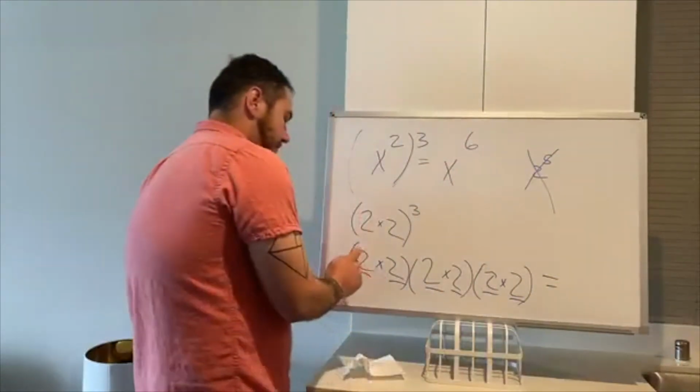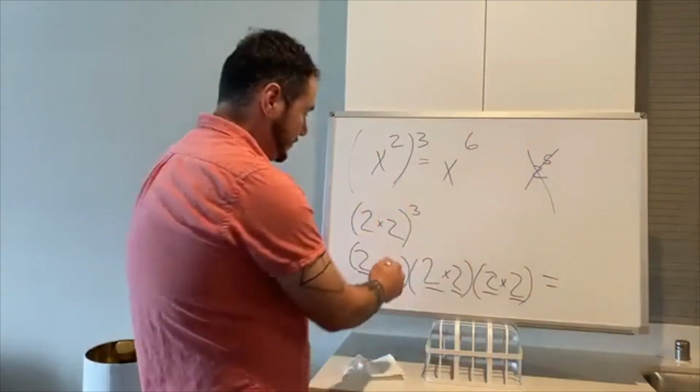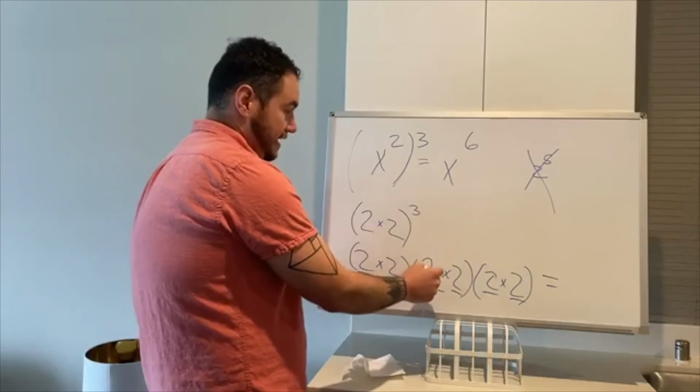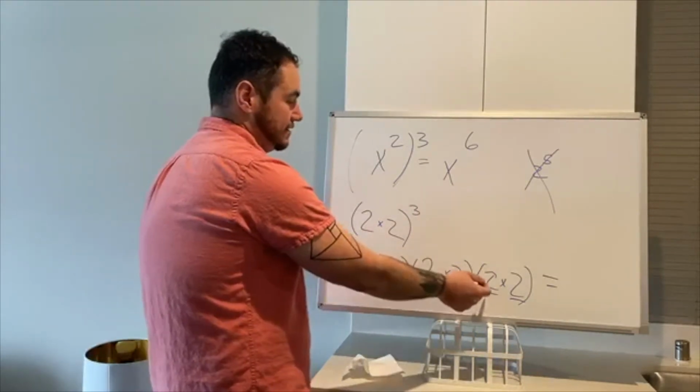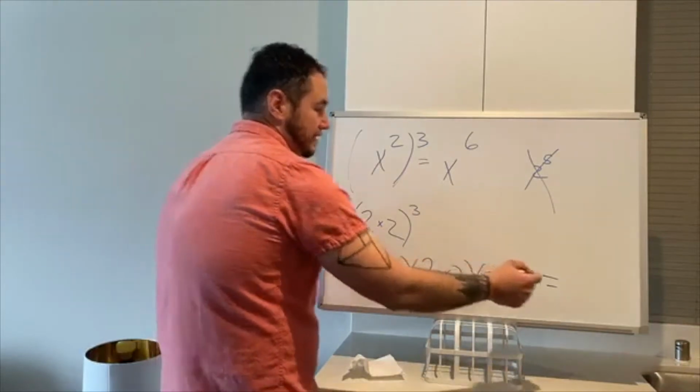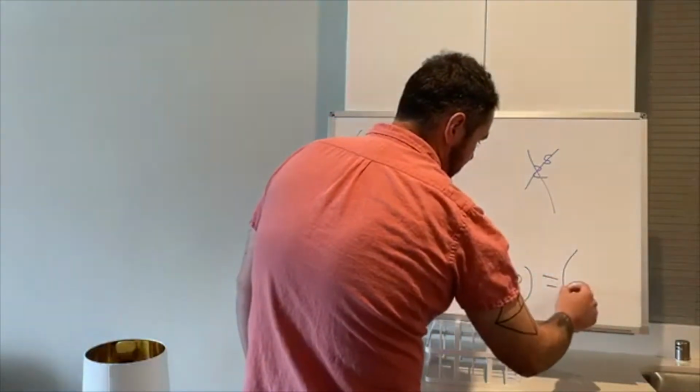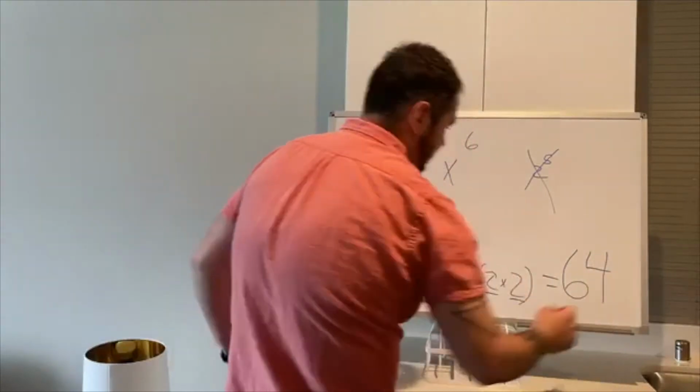So 2 to the 6th power, 2 times 2, that's 4. 4 times 2 is going to be 8. 8 times 2 is going to be 16. 16 times 2 is going to be 32. And times 2 again, that's going to be 64. So your answer is 64.